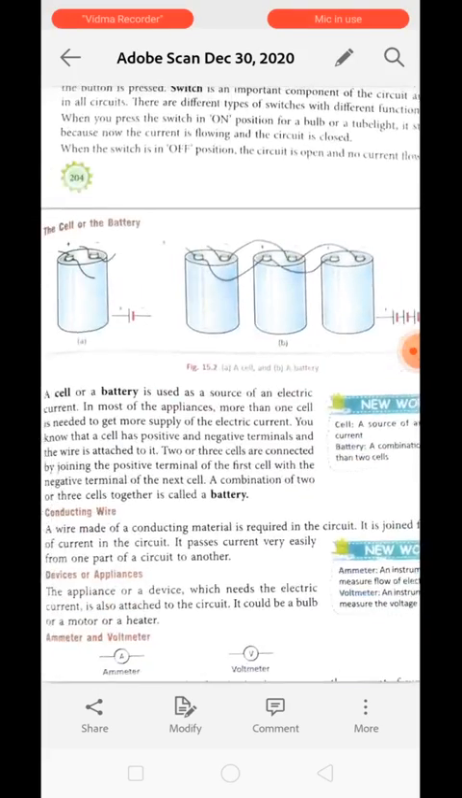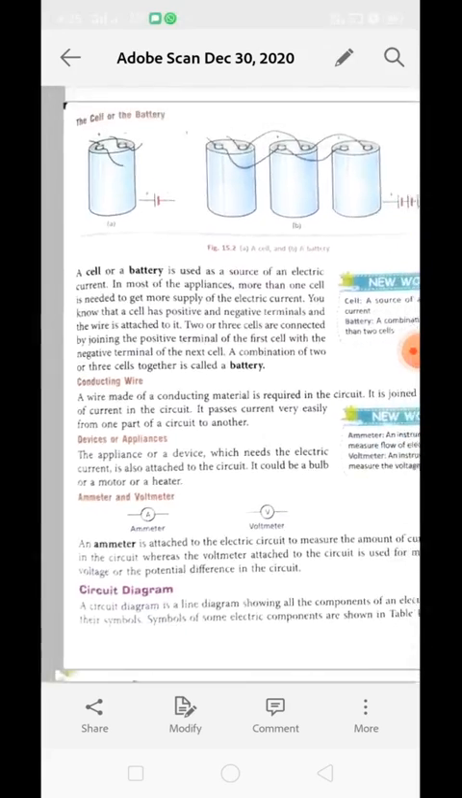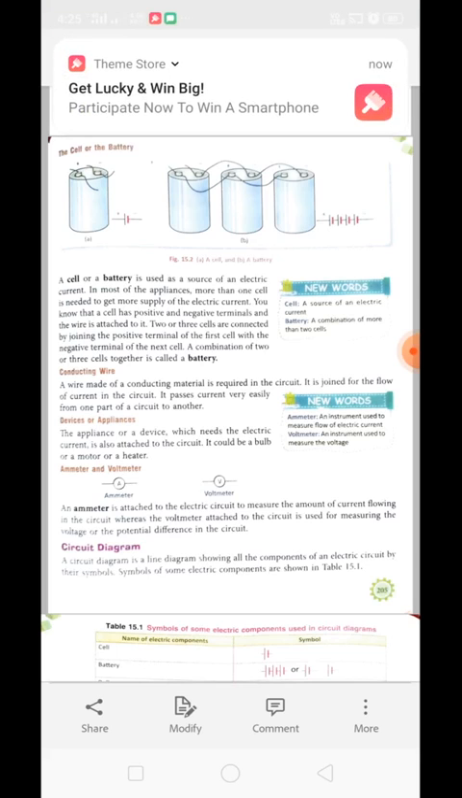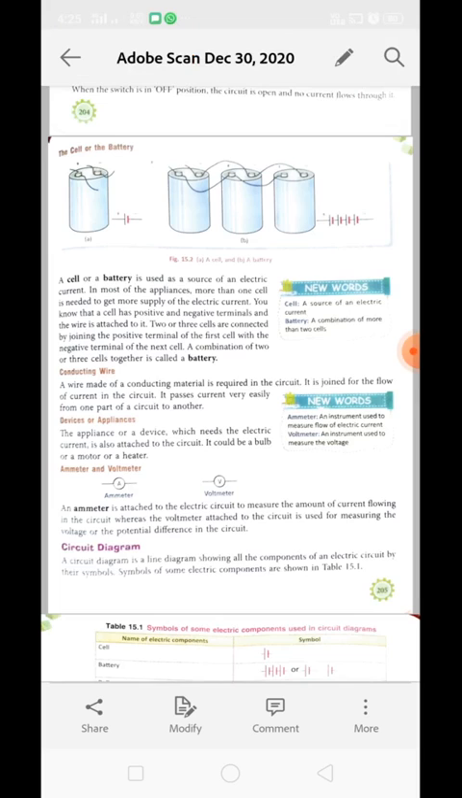Okay, next is the conductive wire. Wire is obviously made up of conductive material. It is covered with a plastic coating, which is a non-conductive or insulative substance. It is joined for the flow of current in a circuit. It passes the current very easily from one part of the circuit to another. And the wire covering made of plastic helps us use it, because if the wire is covered with an insulator, we can touch the wire without getting an electric shock.